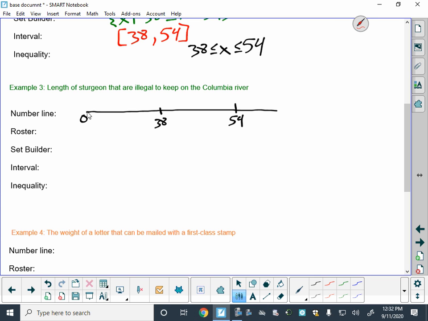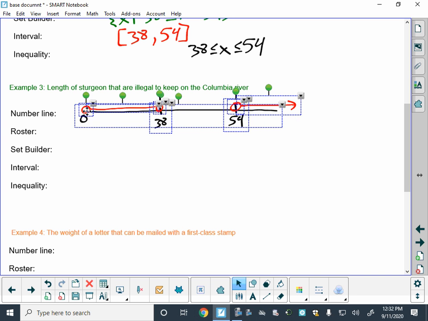So we're going to use open circles on this because you can't really have a fish that's 0 inches long. It can get pretty short, but not all the way to 0. And up to 38 inches, we know if it was 38, we could keep it, but this open circle says you get up real close to it, and we can get up real close to the 54. And so then we're going to draw our lines in here on the number line, and I'm going to make this arrow go off that direction and say anything bigger than 54. I don't know how big a sturgeon can get, the limit on the size of it, so we'll just have the arrow running off that direction.